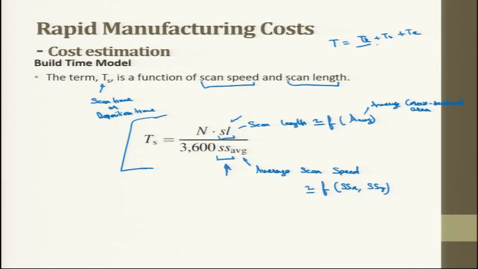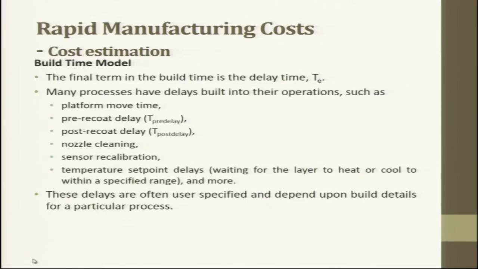So, we have determined what TR is, and we have seen what TS is. 3600 is a factor that converts hours into seconds. This is that factor. Next, the final term is TE, the delay time.